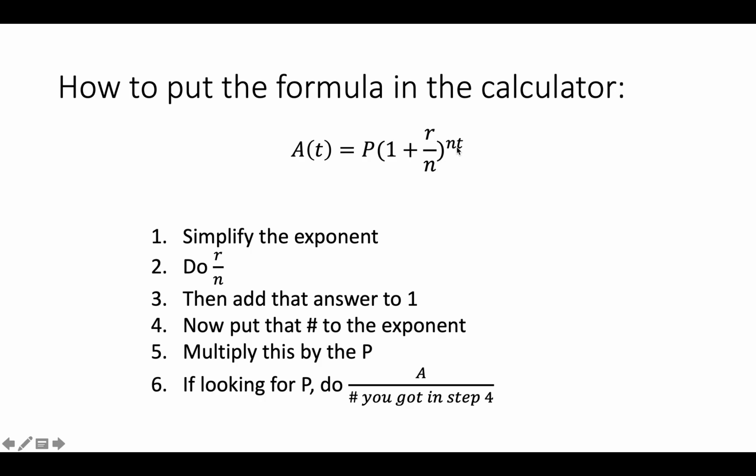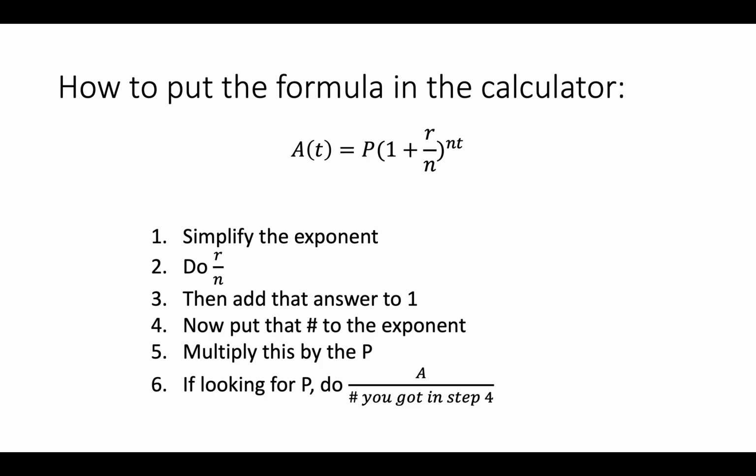So just say this was 4 times 5 and that gives you 20. I would rewrite everything here and then just instead of 4 times 5, I would write 20. The next thing I'm going to do is do R divided by N. Once I do that, I'm going to get some form of a decimal. It's usually always going to be less than 1.